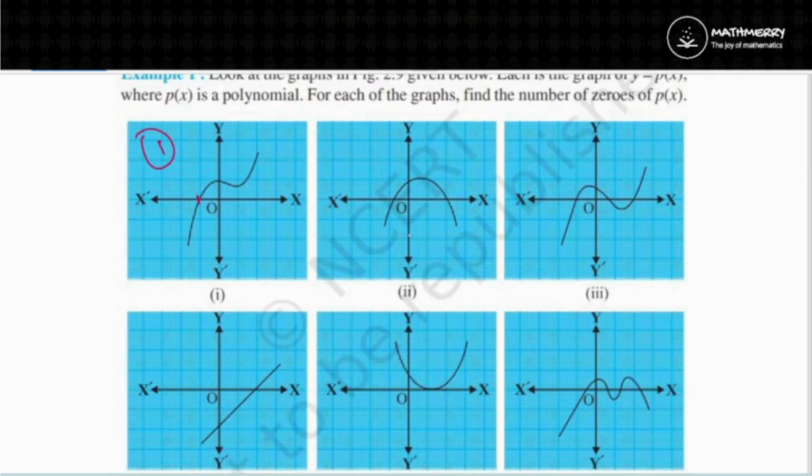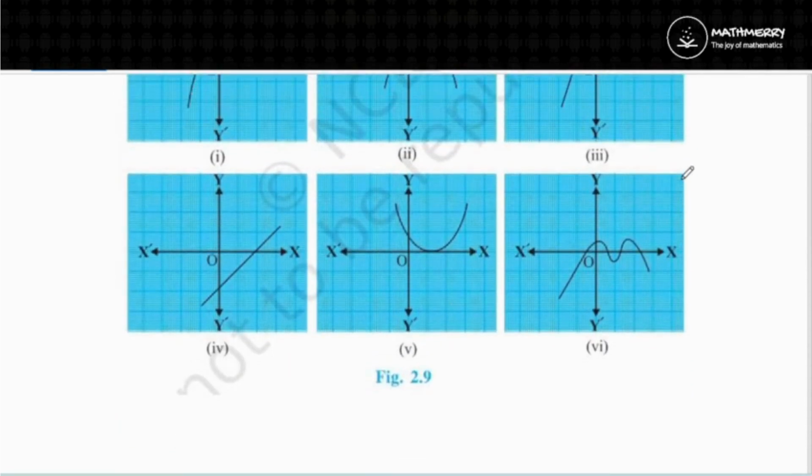Here, the graph touches the x-axis at 2 points. So, two zeros of the polynomial are possible. Now, here the graph touches the x-axis at 1, 2 and 3. So, three solutions, or zeros of the polynomial, are possible. Now, here it's a linear polynomial, as you can see from the graph. It's a straight line. So, the graph touches the x-axis at one point. So, only one solution is possible.